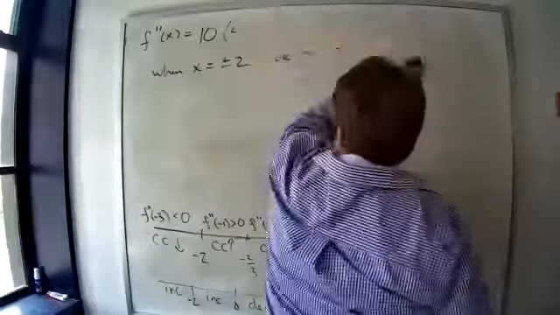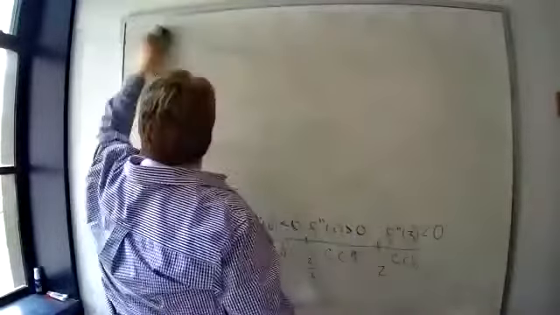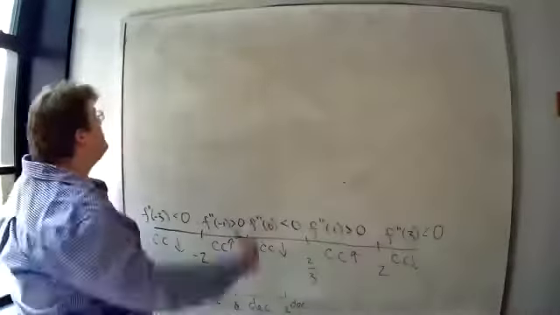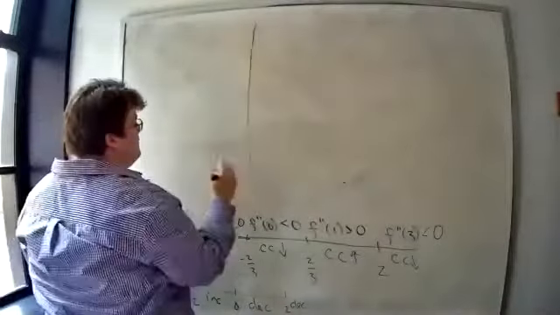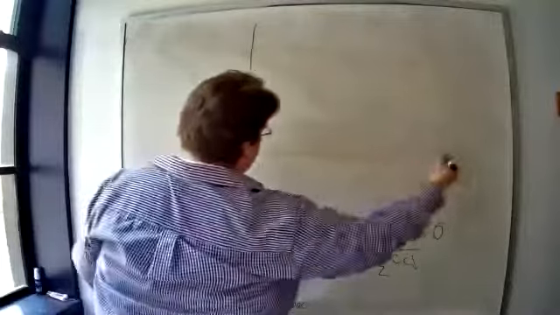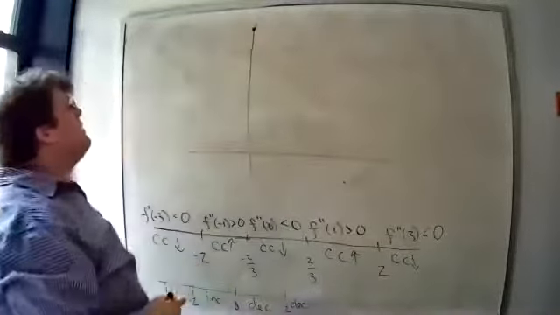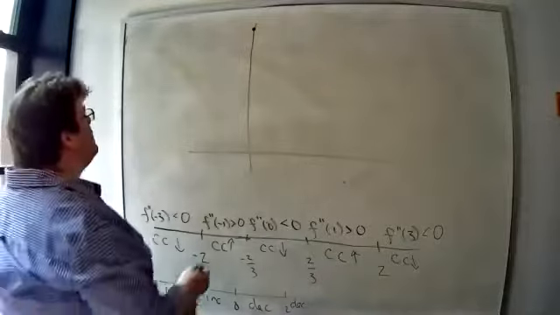So now we need the graph. First, we're going to find the y-intercept. Let x equals 0. Gives you 4 to the 5th, which is what, 2 to the 10th. It's a positive number. We'll just say it's a positive number up there. It's a large positive number.